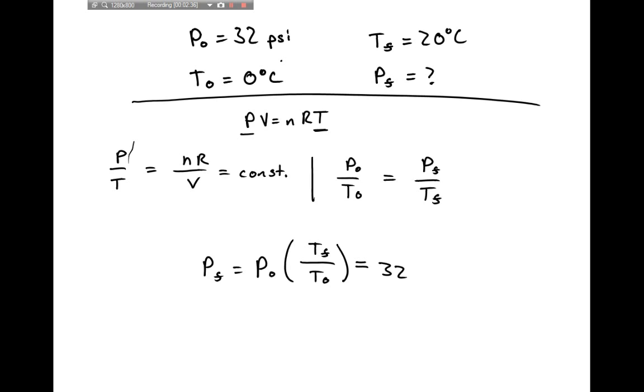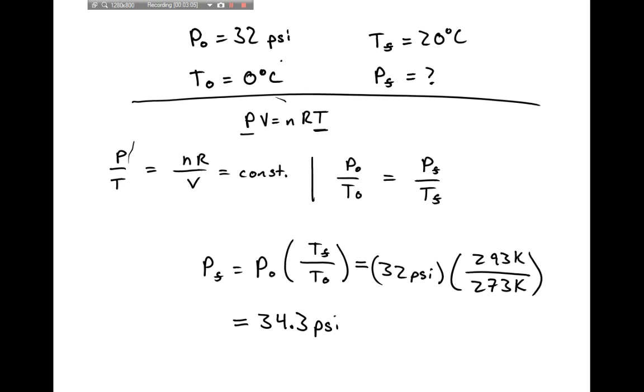So we have 32 psi times the final temperature. Remember, you add 273 to get the temperature into Kelvin. So if the final temperature is 20 degrees, then in Kelvin it's going to be 293. And the initial temperature is 0 degrees Celsius, so in Kelvin that's 273. Now if I plug these numbers into a calculator, I see that the final pressure inside the tires is 34.3 psi. So the pressure inside the tires really doesn't change a whole lot when you drive.